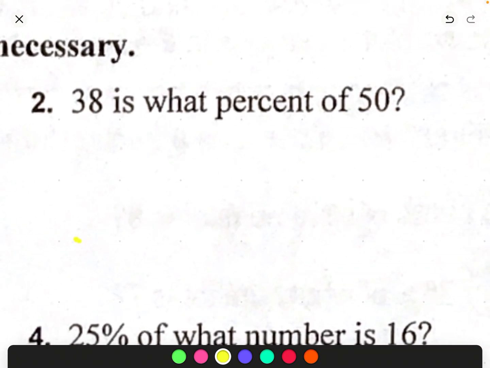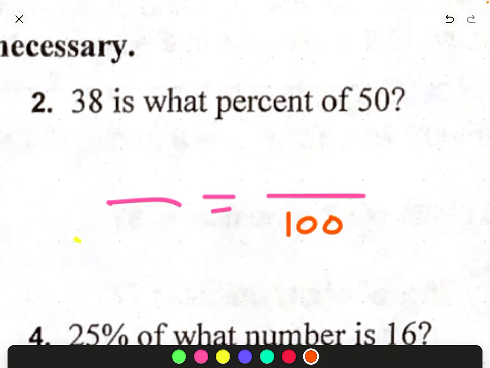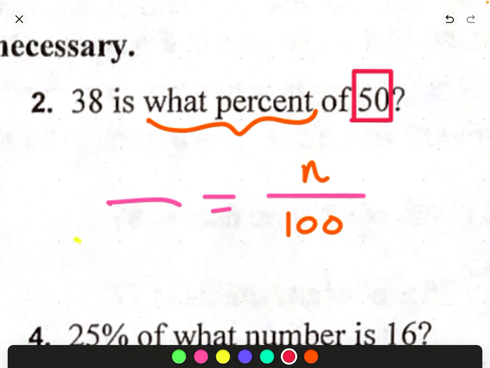All right, let's look at number two. Number two here says 38 is what percent of 50? So what percent? I don't know. That's my variable. That's what we're looking for in this case, right? It says out of 50 though. So I know that 50 is going to be my denominator. That's my whole. 38 that is my part, and then solve for your percent. Okay.